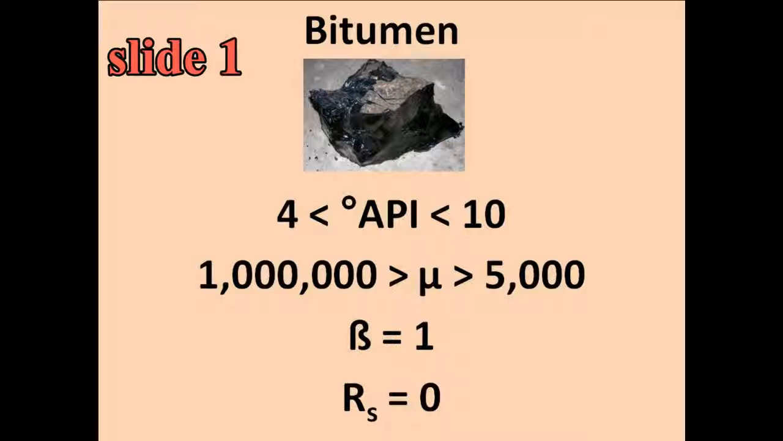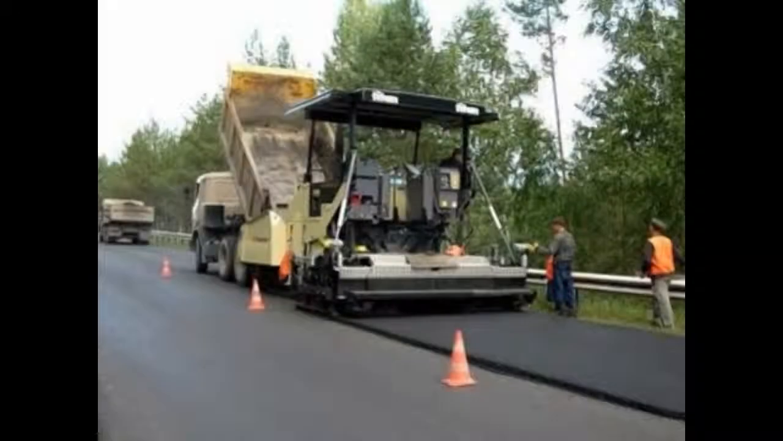Since bitumen is heavier than water, it will sink. In fact, bitumen is the only hydrocarbon that will not float in water. We also see that bitumen's viscosity, or mu, is very high. This means that its flow rate is very resistive and probably won't flow without heat or other chemicals being applied. Both beta at 1 and RS at 0 indicate there is no solution gas. Bitumen, as you might guess, is used mostly in highway construction.